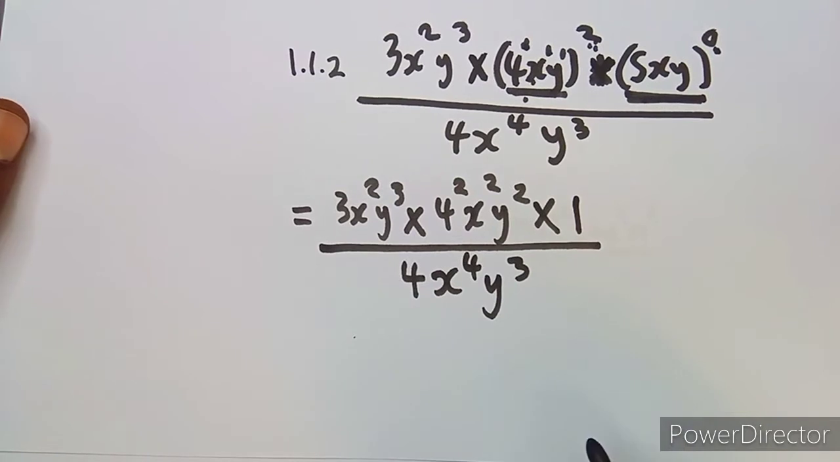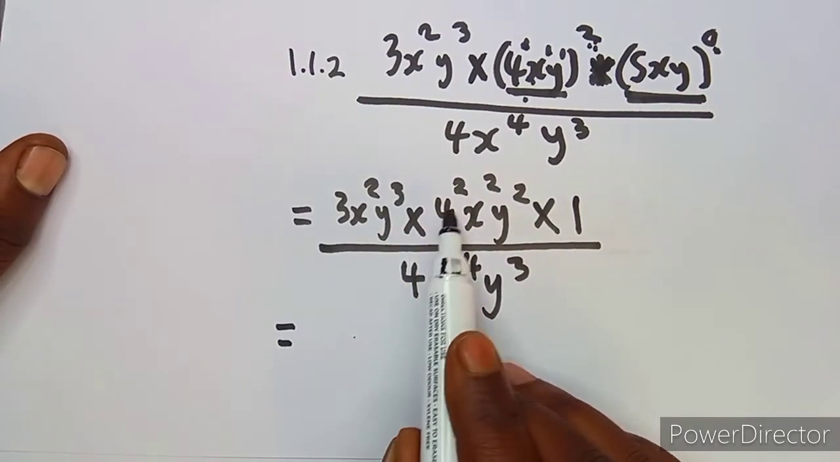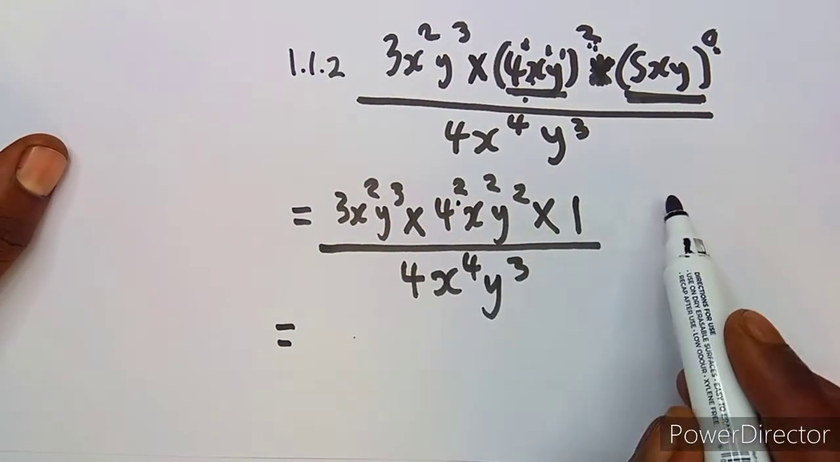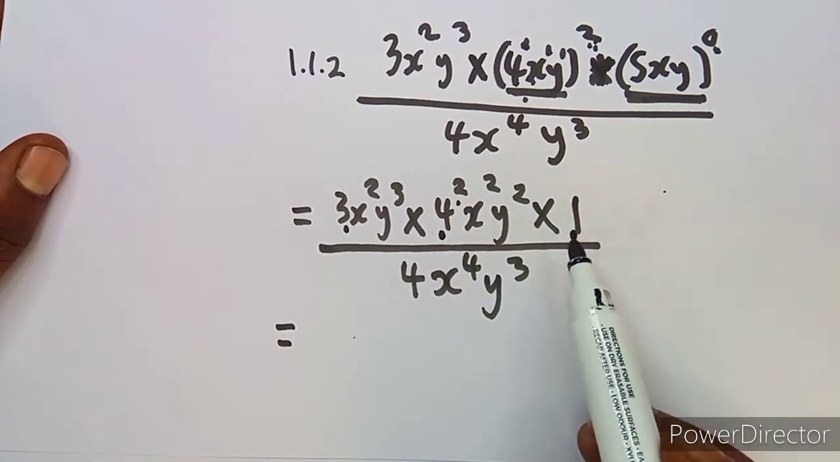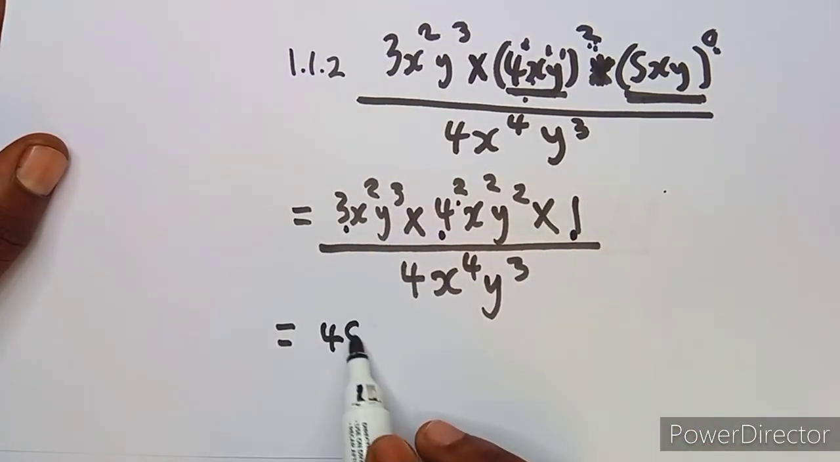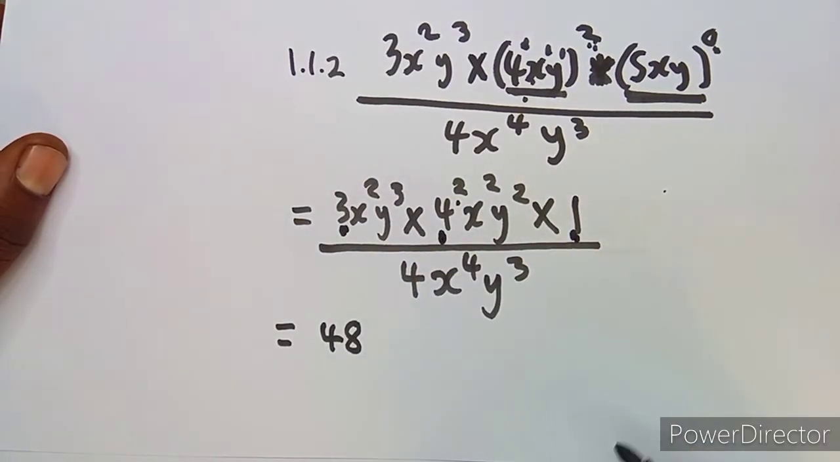So let's see what we're going to have. You can apply the laws of exponents, or we can just try to combine first. 4 squared is 16, so it's 3 times 4 squared times 1, which is going to give you 48 from your calculator. You multiply 3, 4 squared and 1, you're going to obtain 48.